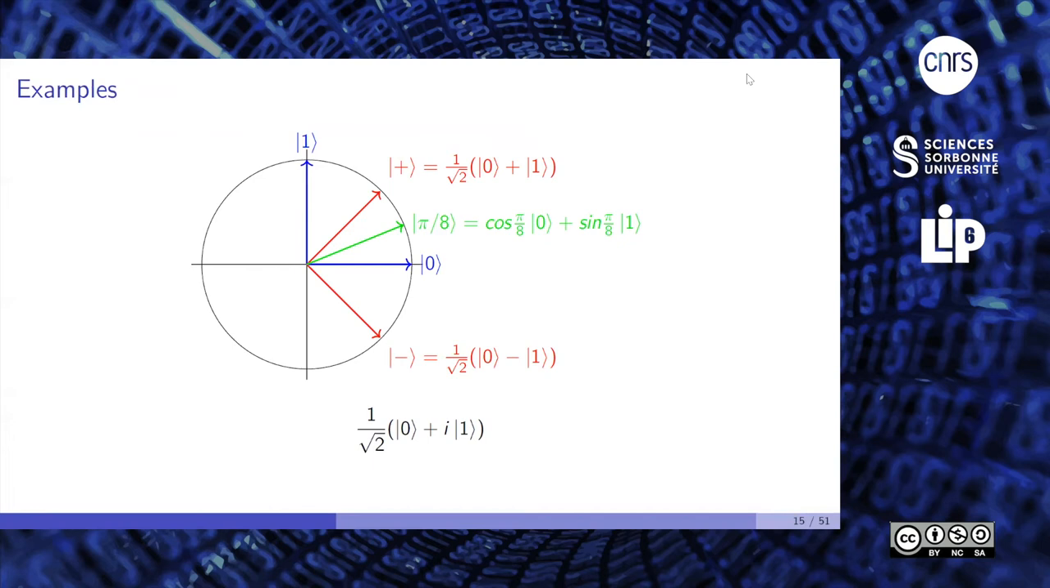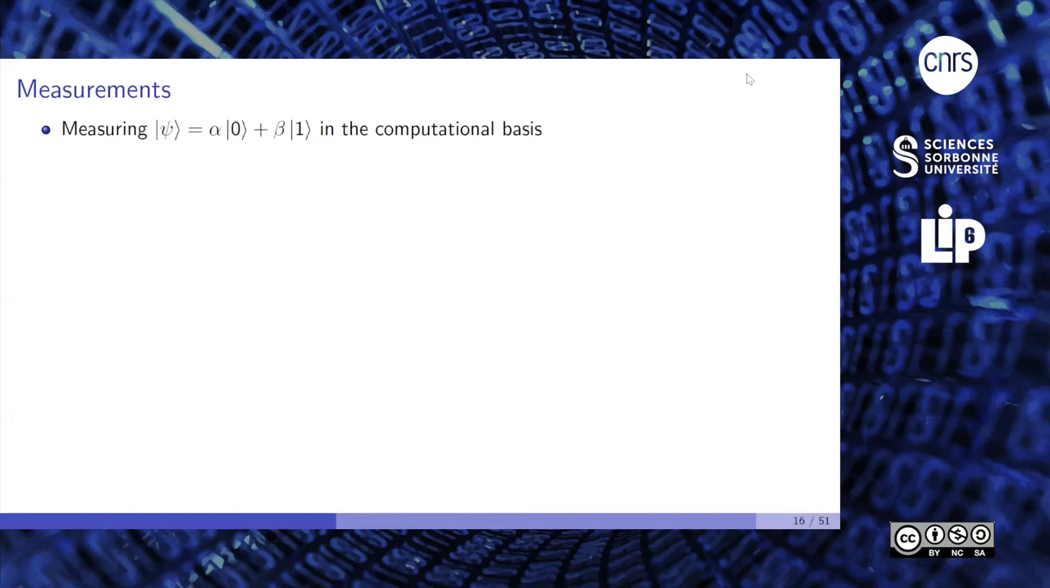This finishes what I wanted to say about how to define a quantum state. Now we'll talk about how to read information from quantum states. For example, if you have this quantum state ψ, that is α0 + β1, one way of reading its value is by measuring in the computational basis. This is the procedure that allows us to extract the information of ψ in the computational basis. It tells us the following.